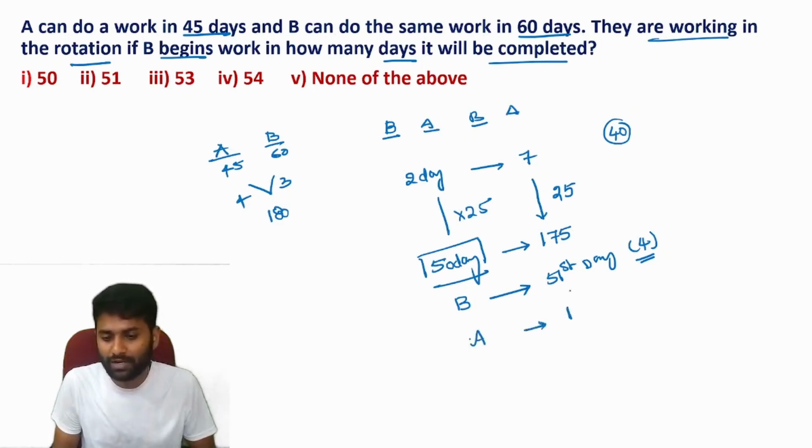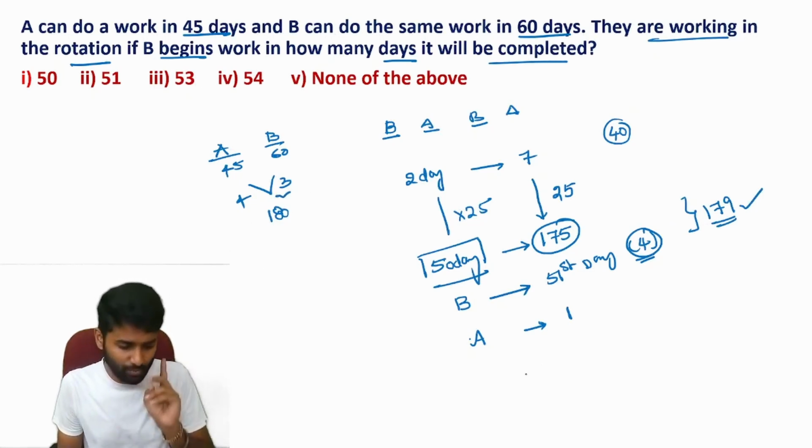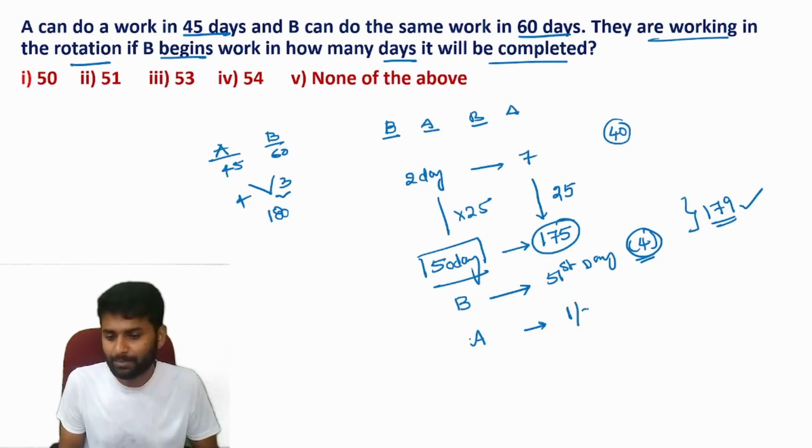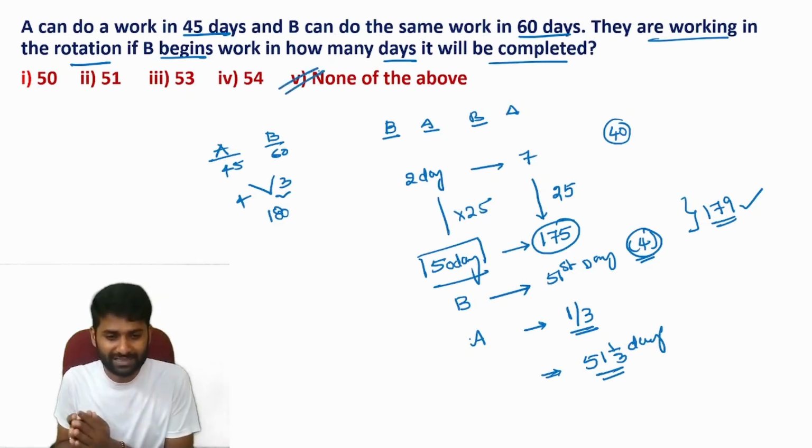Now there is only one unit left, because 175 plus 4 is equal to 179 units they already completed. So there is one unit left. And you know that B's efficiency is 3 units per day, but there is only one unit left. So he completes that work in 1/3 of a day. Now, if you go through the overall information, then the total work is completed in 51 1/3 days, guys.